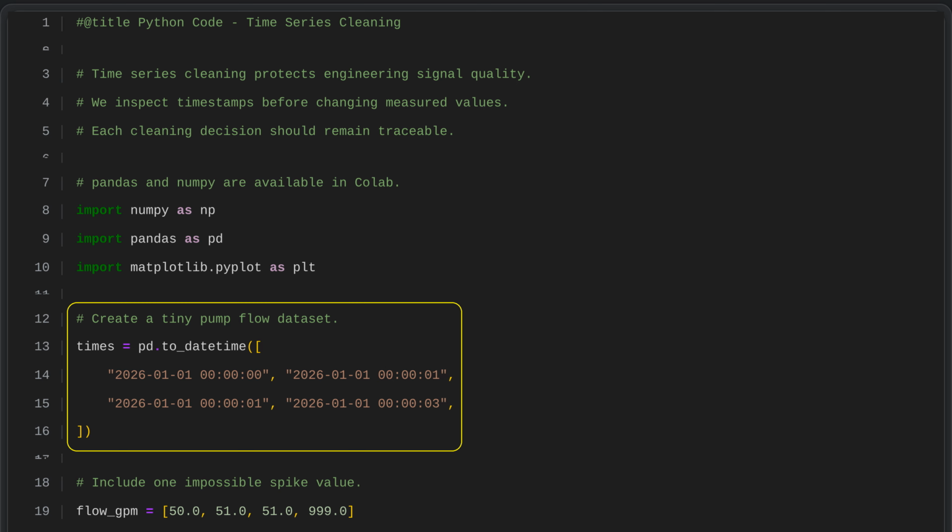We create a small pump flow dataset by converting a few timestamps into date-time values. One timestamp is repeated to represent a duplicate entry. These timestamps become the dataset index, making it possible to track flow rate changes over time.